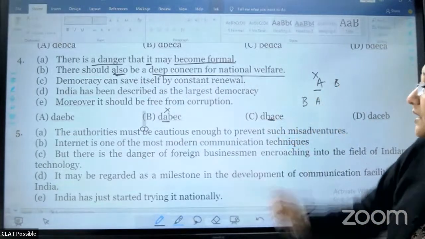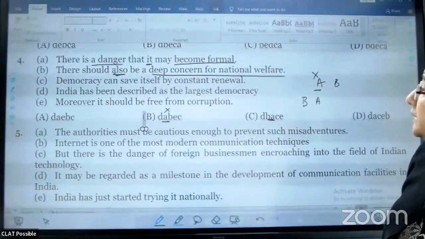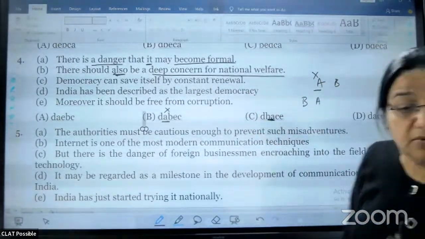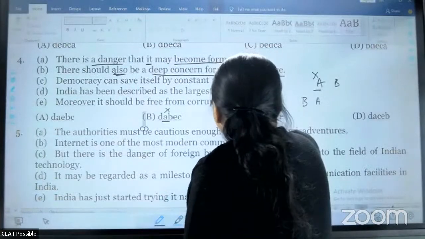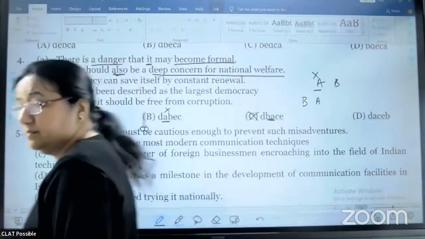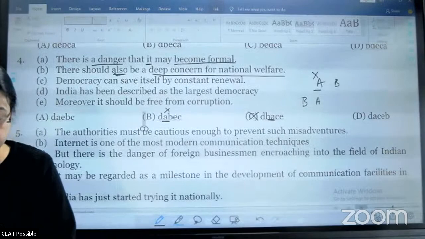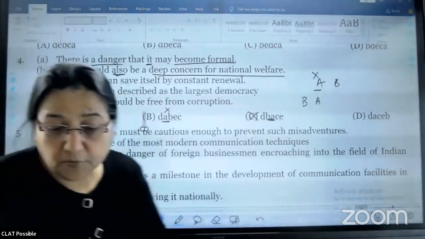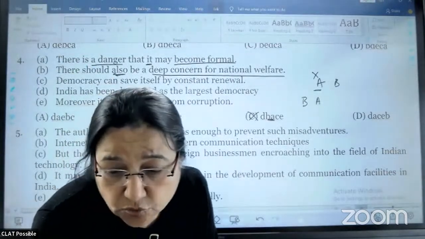If AB, then BA is also. There should also be a deep concern for national welfare. There is a danger that it may become. So I can minus these B and C choice. Yeh to ho gaya? Would you be happy? Yes, understood how I did.